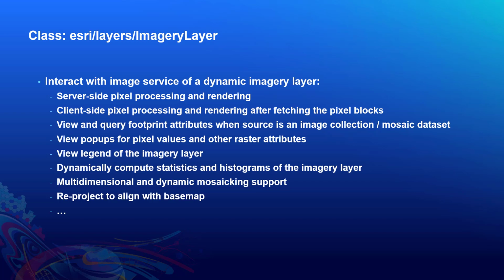If the source is an image collection or a mosaic dataset, dynamic imagery layer will have the footprints for each of the rasters inside the image collection, and the imagery layer will be able to help you view and query the attributes of them. Also, you can identify pixel values and other raster attributes and bring them to the pop-up window of the imagery layer.